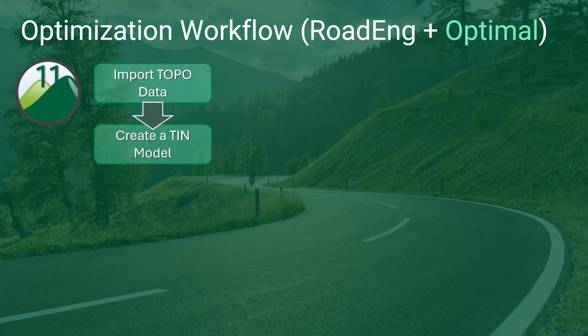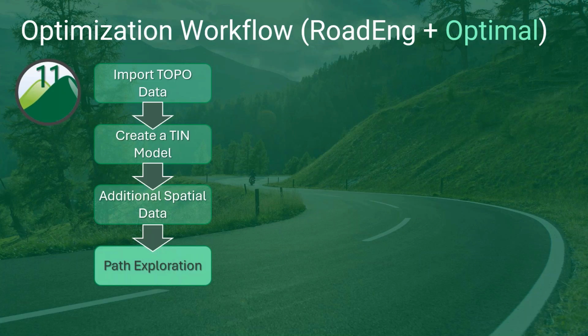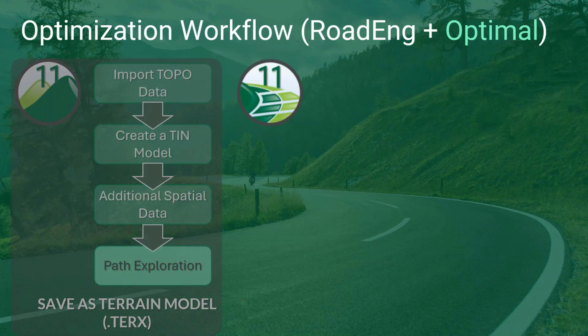He's going to take that data, he's going to create a 3D model, which we call a TIN model, standing for triangular irregular network. And from there, an opportunity to add some extra spatial data if he's got it. He's going to do some path exploration, and then he'll save that file as his TERX model. And that TERX model, and this is going to be the case for Matt as well, is really the foundation for that location project where we talk about roads specifically.